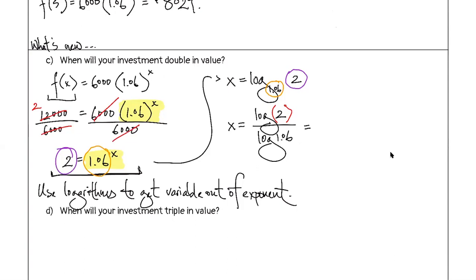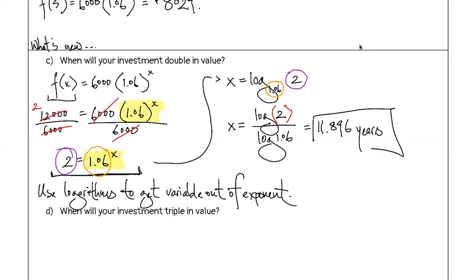Yeah, I'm getting about that too. 11.896. And the units for this, folks, dollars? What are we labeling this with? Years, exactly. So if you invest $6,000, in about 11, almost 12 years, you will have doubled your money, okay?